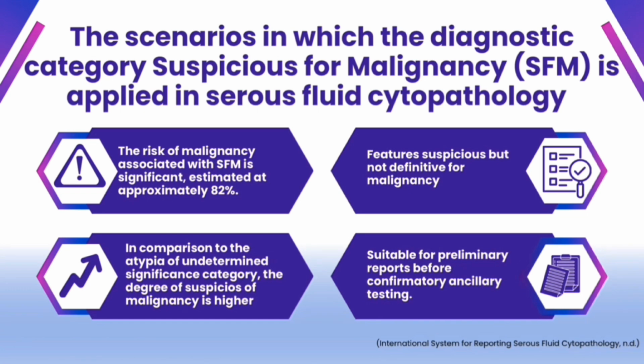The features are suspicious but not definitive for malignancy. Pathologists identify specific abnormal characteristics that suggest a higher risk than benign conditions but do not meet the criteria for a malignant diagnosis. In comparison to the atypia of undetermined significance category, the degree of suspicion of malignancy is higher. AUS indicates some atypical features, however, SFM suggests a greater concern regarding the possibility of malignancy. This distinction is crucial as it helps prioritize further diagnostic evaluations based on the level of suspicion, suitable for preliminary reports before confirmatory ancillary testing.